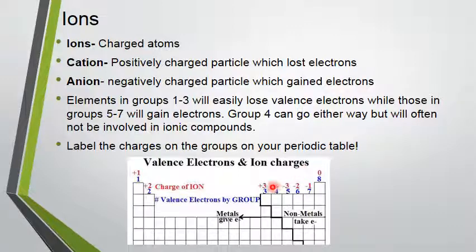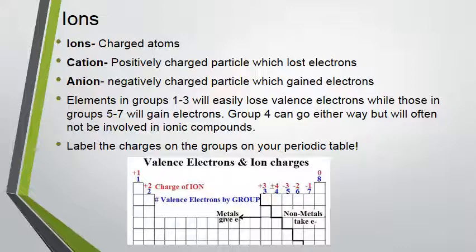Our group 4 in the middle there, it can kind of go either way depending on the situation. Mostly for us, this is where carbon is actually on the periodic table, and carbon really deals in molecular compounds, not ionic compounds. So we won't see a lot of that plus or minus 4, but it can kind of go either way. So reference.